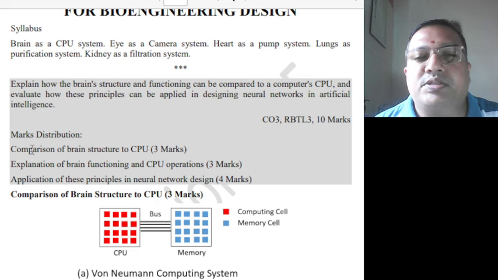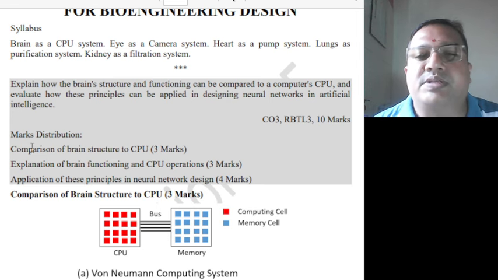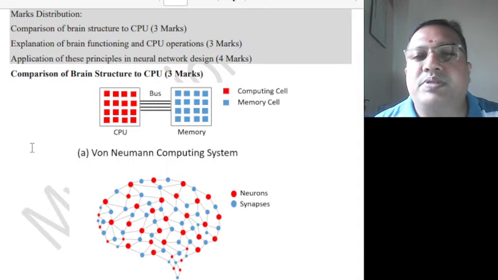Okay, so the mark distribution: comparison of brain structure to CPU carries 3 marks. Explanation of the brain functioning and the CPU operation, 3 marks. Application of these principles in neural network design carries 4 marks.